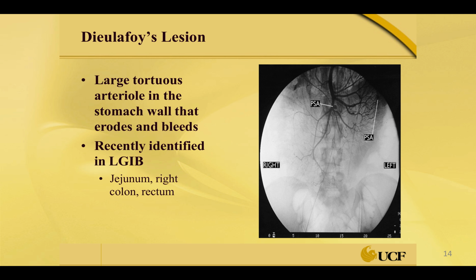So we have talked about this Dieulafoy lesion. What is that? This picture shows a mesenteric angiogram of the case patient revealing two pseudoaneurysms on the jejunal branch of the superior mesenteric artery. That's your PSA. The PSA is your pseudoaneurysm. Dieulafoy lesions are large, tortuous arterioles in the stomach wall that erode and bleed. It has been recently identified also in lower GI bleed, specifically in the jejunum, the right colon, and in the rectum.